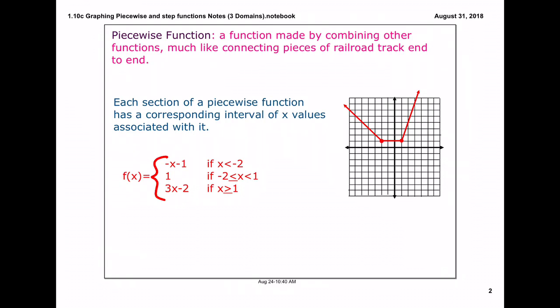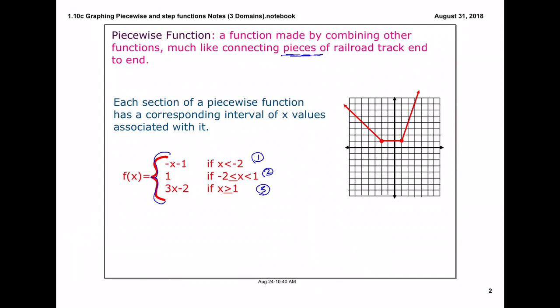Piecewise function. The definition is a function made by combining other functions, much like connecting pieces of railroad track end to end. Each section of a piecewise function has a corresponding interval of x values associated with it, which is similar to domain. If we look at this piecewise function, you can see there are 3 different equations, all within the same brace. We are going to put all 3 of those on our graph.